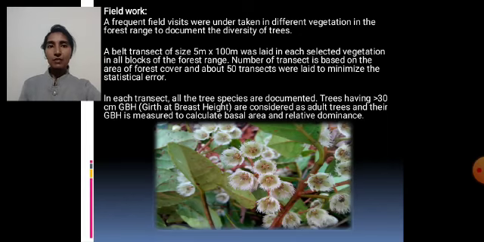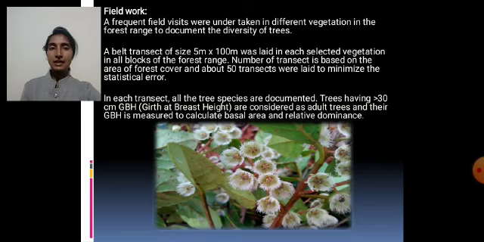Fieldwork. Frequent field visits were undertaken in different vegetation in the forest range to document the diversity of trees. A belt transect of size 5 meters by 200 meters was laid in each selected vegetation in all blocks of Sringeri forest range. The number of transects is based on the area of forest cover and about 50 transects were laid to minimize the statistical error.